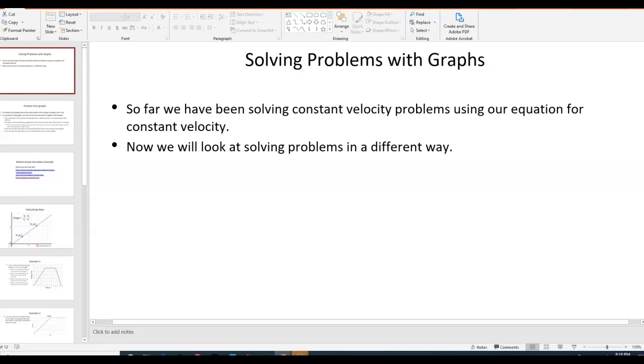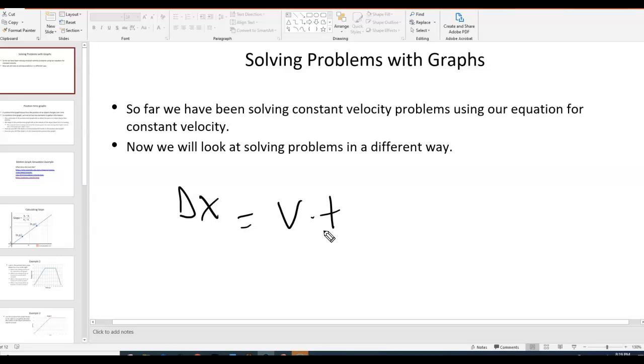Okay, so in the last video, we talked about solving problems with constant velocity using the equation for constant velocity. And just to remind you, that equation looks something like this. Delta x equals v times t, where delta x is the displacement, v is the velocity, and t is time.